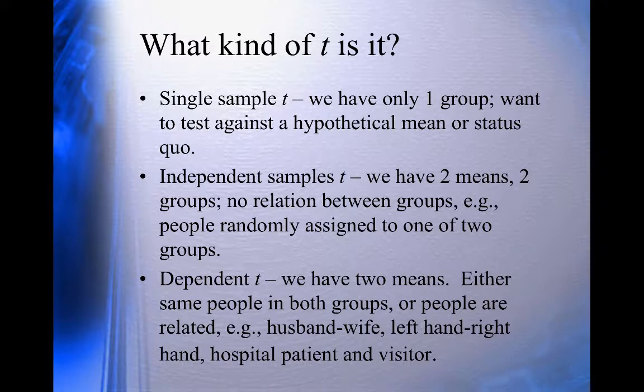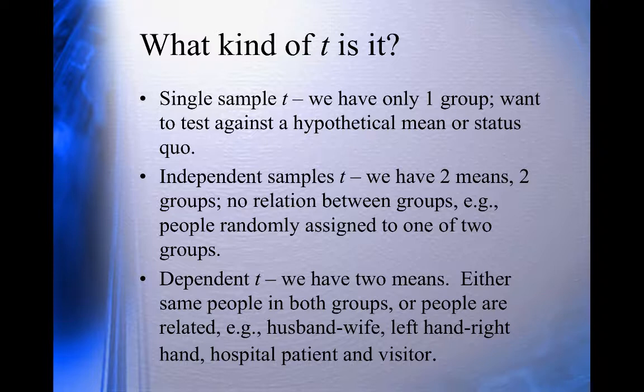In the single sample t, we only have one group, and we want to test that mean against a hypothetical mean or the status quo. So we might have an idea about the average GPA of students over the last so many years, and we might want to institute a training program and see if the GPA for those folks is better, or a selection program and see if the GPA for the selected folks is better. So we can do a single sample t where we have only one group.